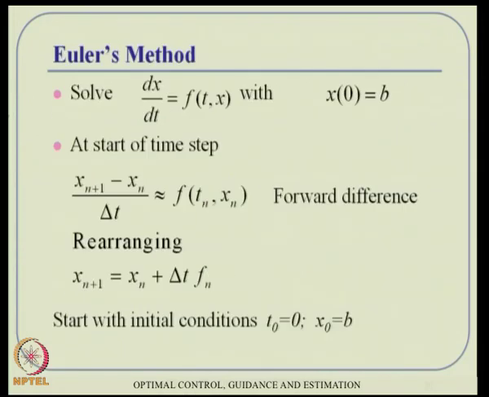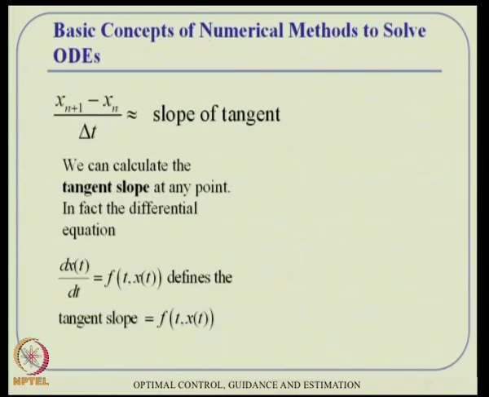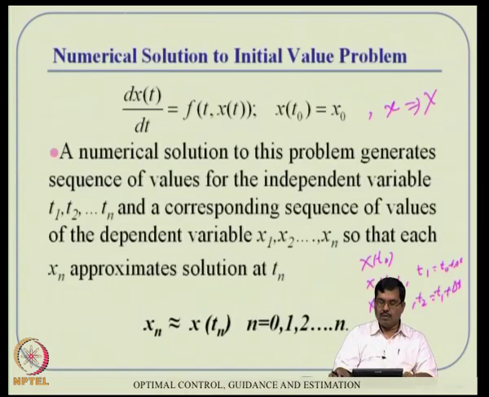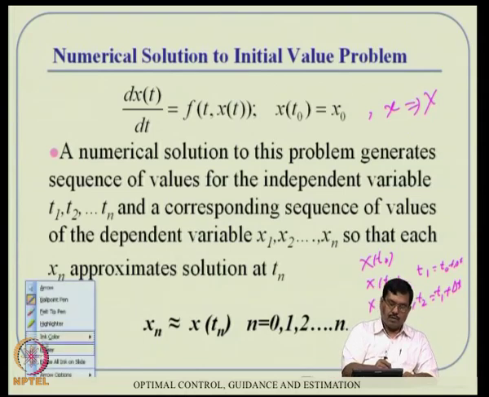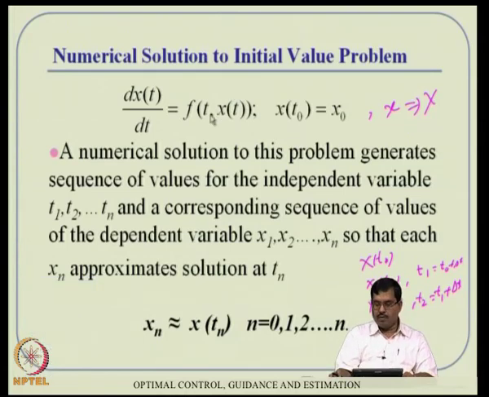So, what do we do here? Quickly we will go through that. All the numerical integration methods rely on what is called the tangent slope method. Normally it will try to approximate the curve. So, remember x dot equal to f of t, x. This is actually a function for which you can evaluate the slope at any point.